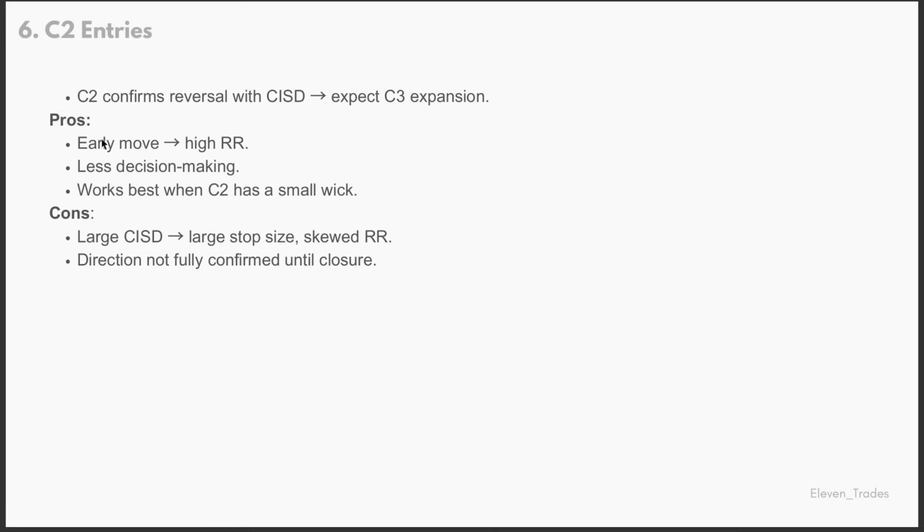Pros are sometimes when we have a small wick, an early change in the state of delivery, it can give us a high RR and less decision making. There will be no decision making whatsoever for letting the wick form or something like the candle 3, and it works best when we have a small wick. Now the cons: large change in the state of delivery, large stop loss, skewed RR, and direction is not fully confirmed until the candle closure. I will show you in the next example.